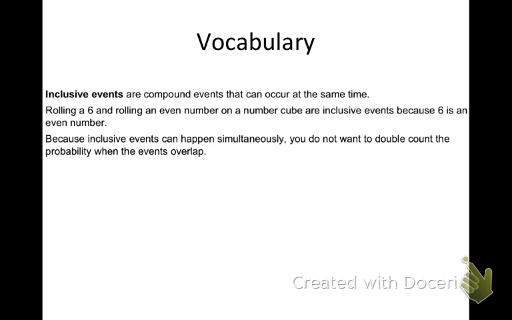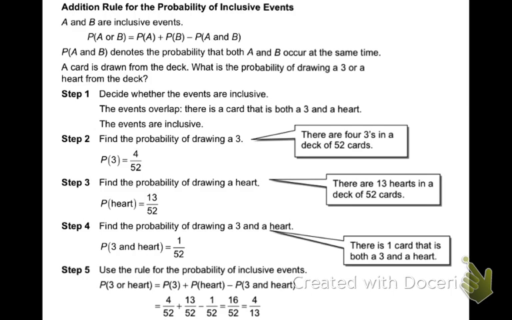So the difference here is now we need to subtract the probabilities. So, the addition rule for the probability of inclusive events. A and B are inclusive events. So you find the probability of A, find the probability of B, and then you need to subtract those overlapping events. So the A and B, those are what we call the overlapping events.